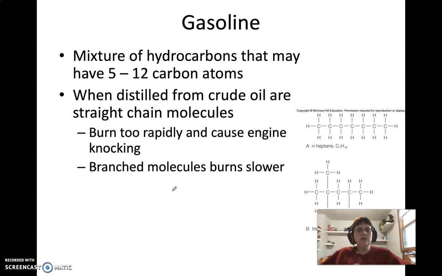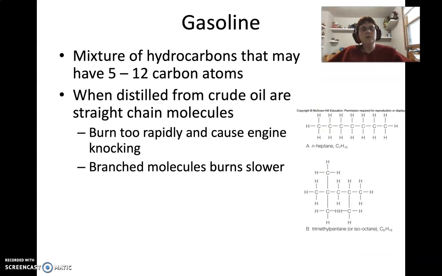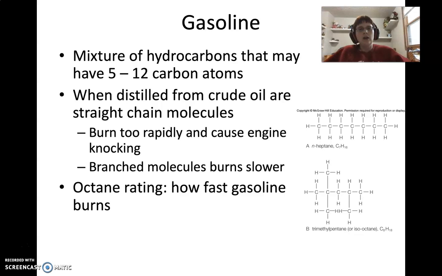The branched molecules are going to burn slower, and this is what we want in our engines. We want that slower burn to prevent engine knocking. This is related to a number you've probably seen and never really paid attention to: the octane rating. Octane rating for gasoline tells you how fast the gasoline is going to burn, and it's tied to whether there are straight chain molecules or branched molecules.